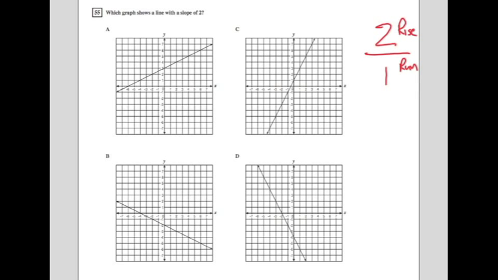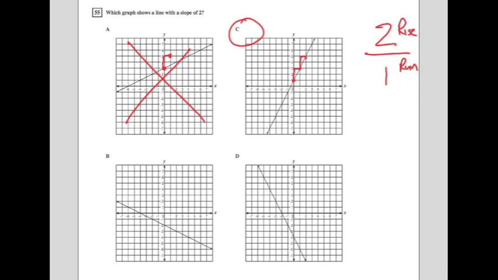that means that you're going up and to the right. So here we go. I'm going to start from this point on A. I'm going to go up 2 and over 1. So it is not on the line, so it's not A. I'm going to start right here at the y-intercept on this one. I'm going to go up 2 and over 1. It looks like it's on the line. I'm going to try it again. Up 2 over 1. And it is definitely on the line.